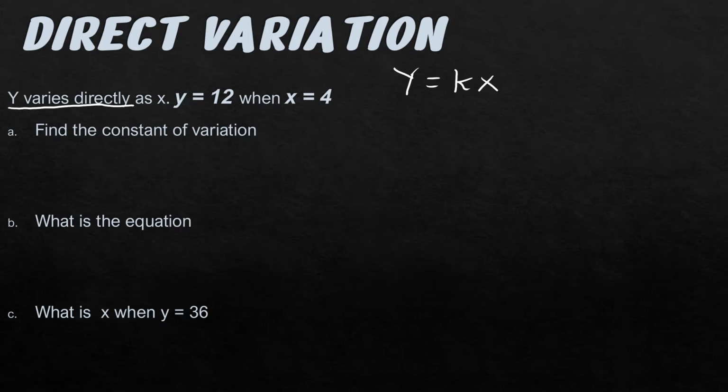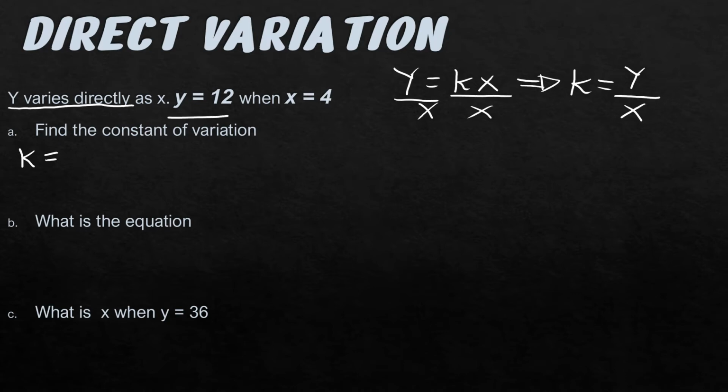And to find the constant of the variation for direct, we're just going to divide both sides by x. So, to find the constant, that is y over x. Here we have y is equal to 12 and x is 4. So, that means 12 divided by 4, that's 3. The constant of the variation is 3. We're going to write k is equal to 3.